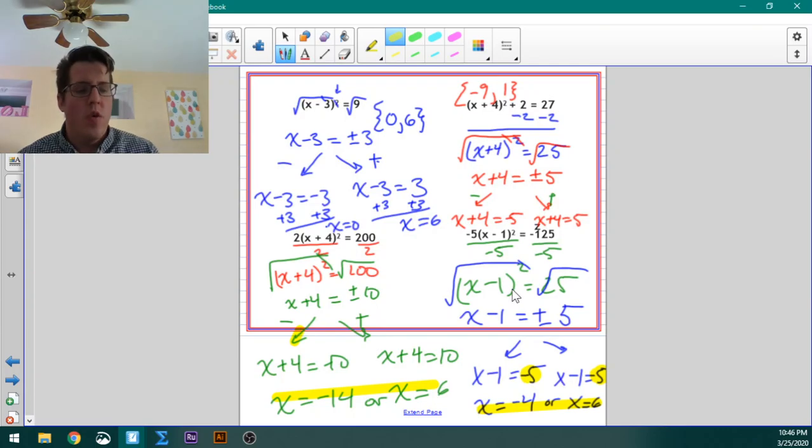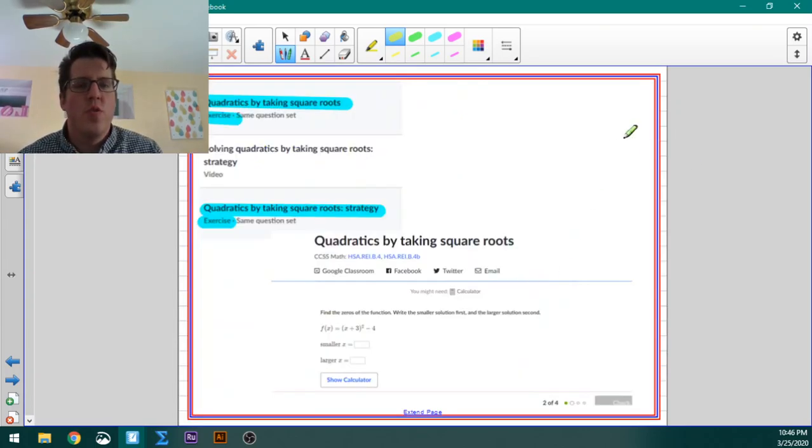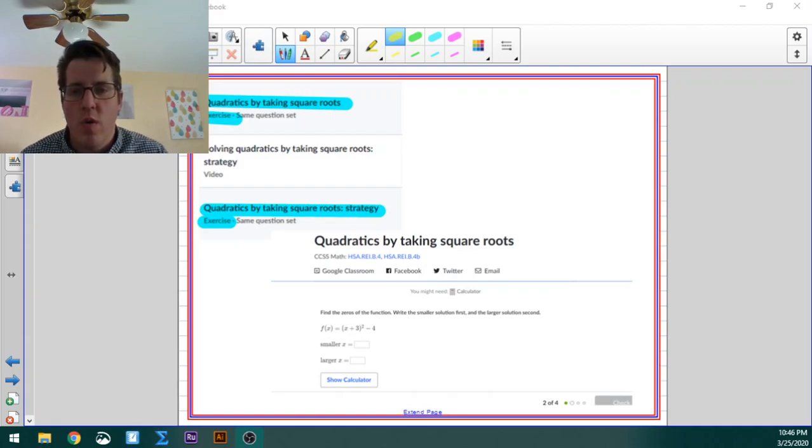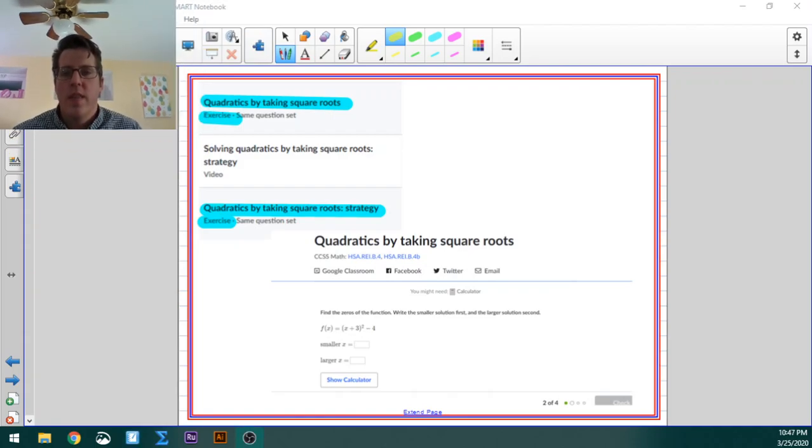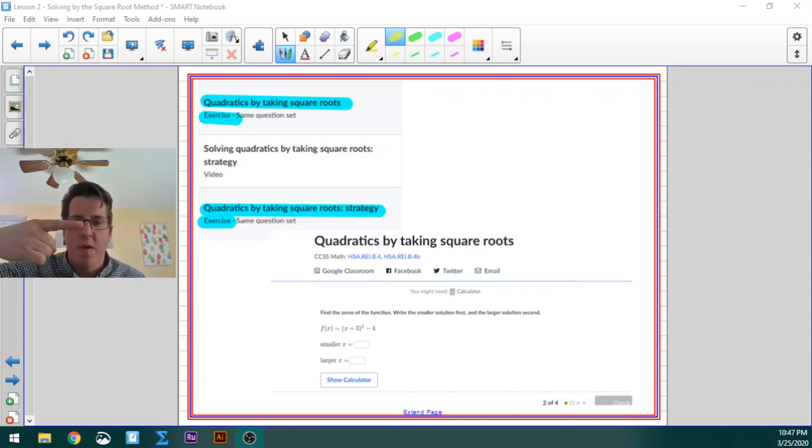Okay, so here's what you have to do for, I guess, homework, or here's what your assignment is. The exercise quadratics by taking square roots, and the exercise quadratics by taking square roots strategy. The first one is just, can you do 4 of those problems to practice? And the second one is, can you do some error analysis and decide what good steps are?